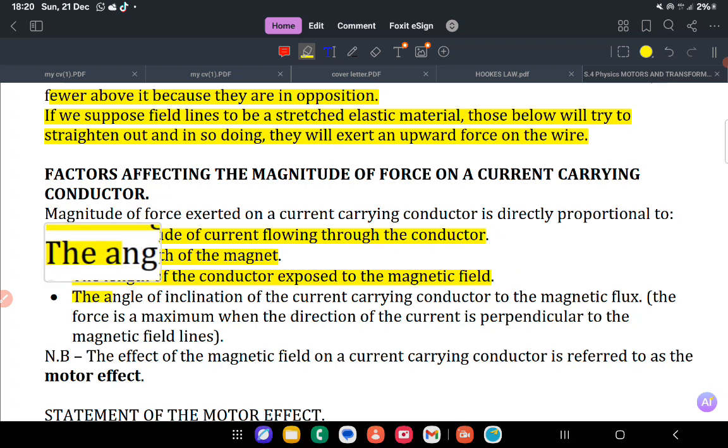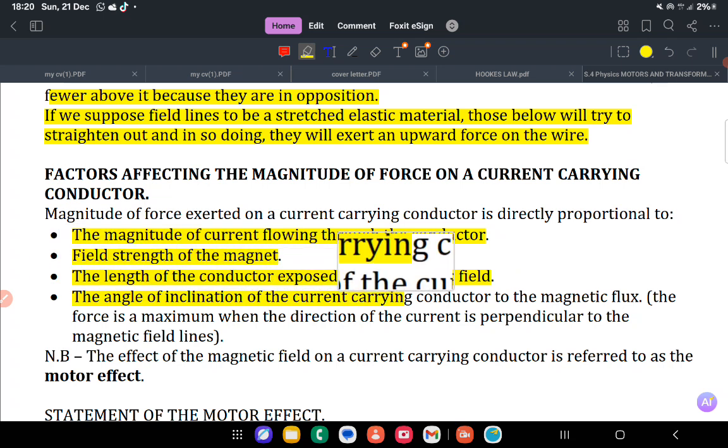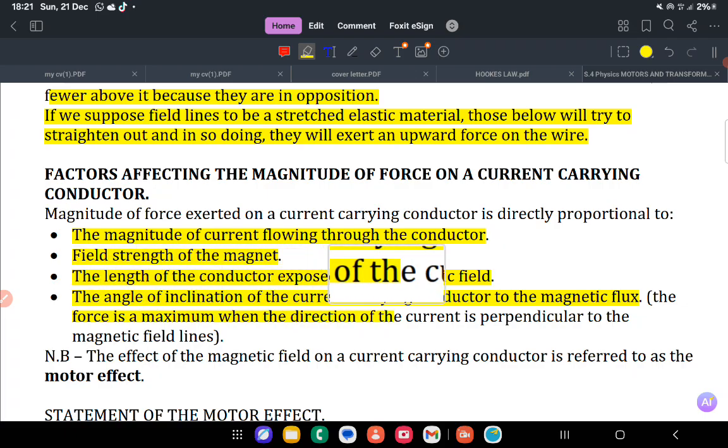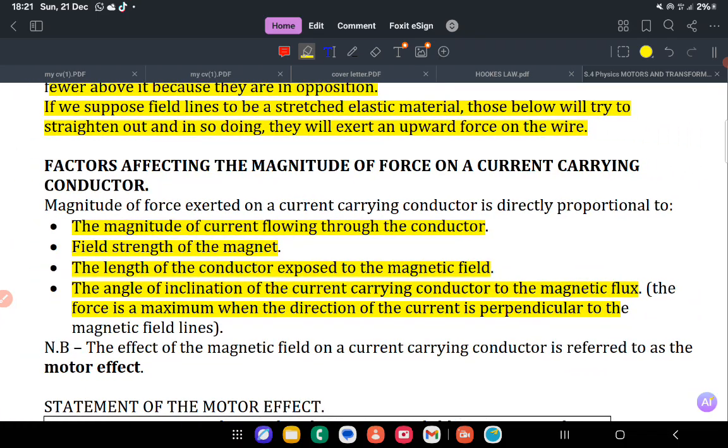The angle of inclination, the angle at which the current carrying conductor is to the magnetic field. The force is maximum when the direction of the current is perpendicular to the magnetic field lines. All right, so if the wire is bent at an angle, then the force will be less. Take note, they will ask you in an exam to state any two factors that would affect the magnitude of the force on a current carrying conductor. So know all these so that you can mention any two.